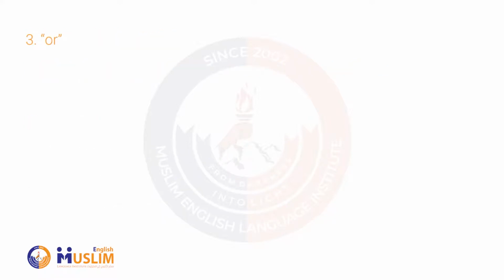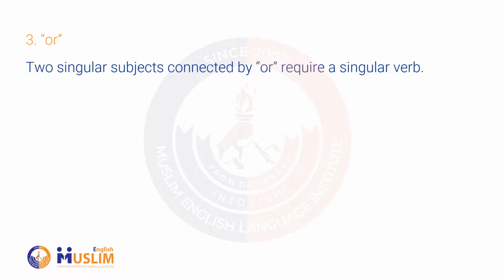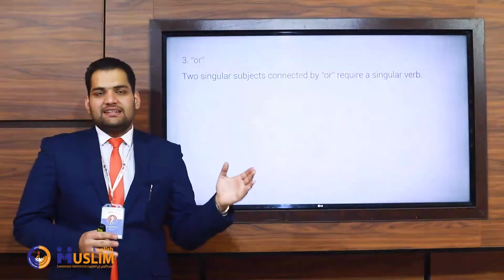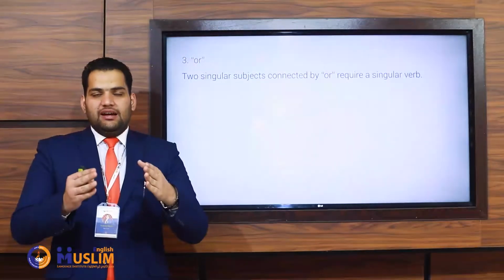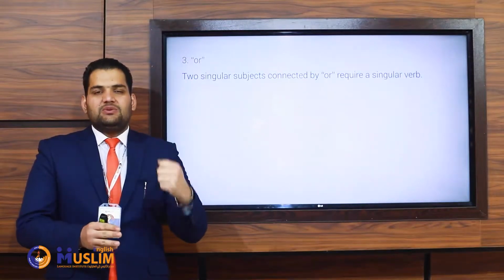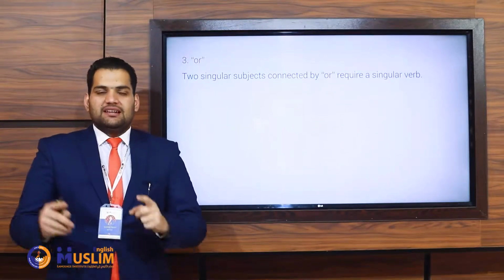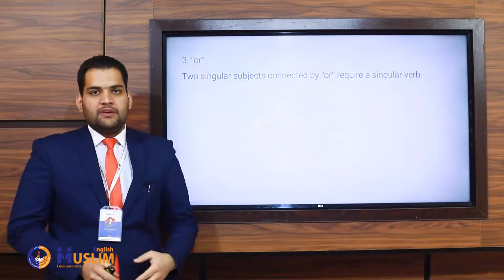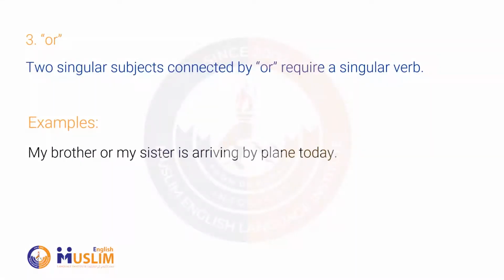The third rule is about or. Now this is different. Two singular subjects connected by or require a singular verb. Unlike and and both and, whenever we have two singular subjects and between them we have or, it means that the verb should be singular. For example, my brother or my sister is arriving by plane today.